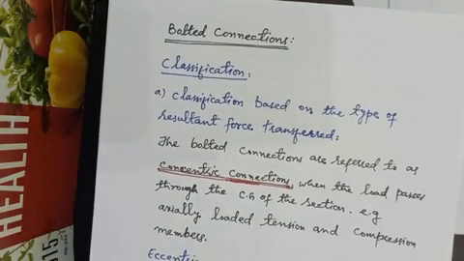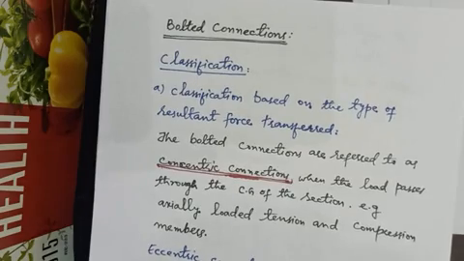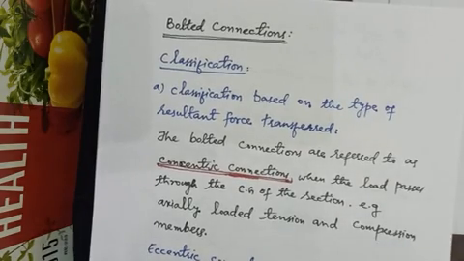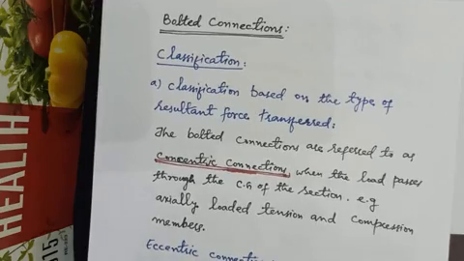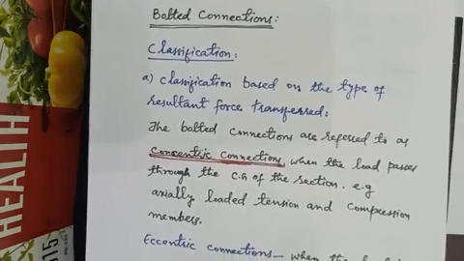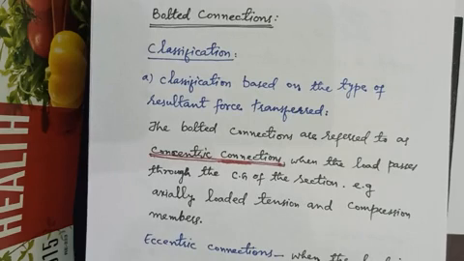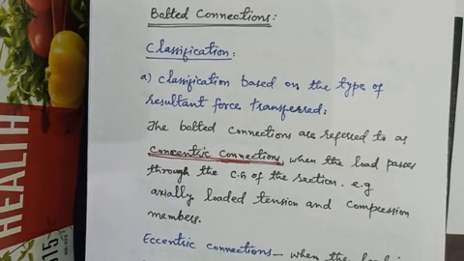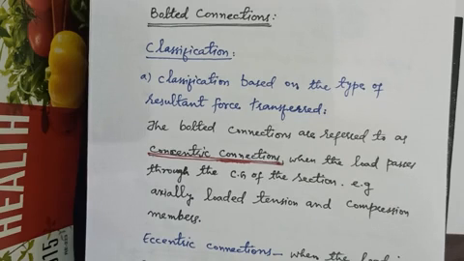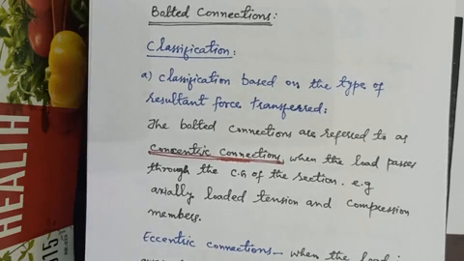Now, classification of the bolted connections. Bolted connections are classified based on the type of the resultant force transferred. The bolted connections are referred to as concentric connections when the load passes through the center of gravity of the section. For example, axially loaded tension and compression members.